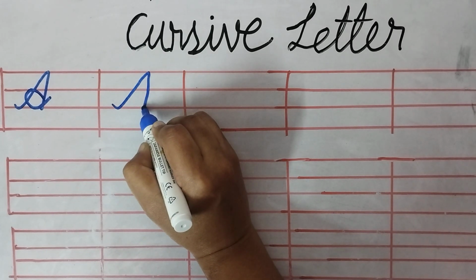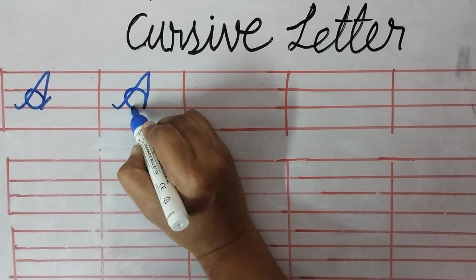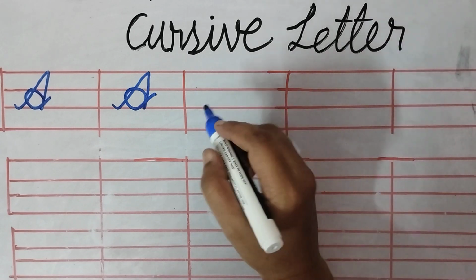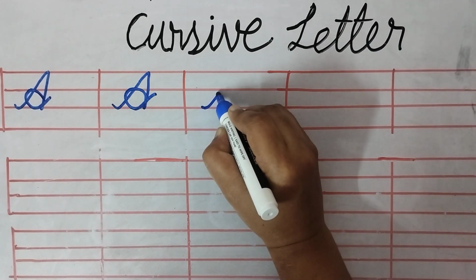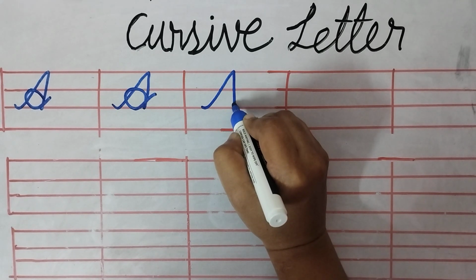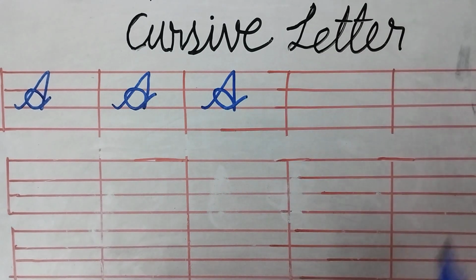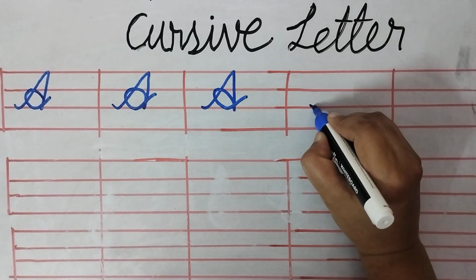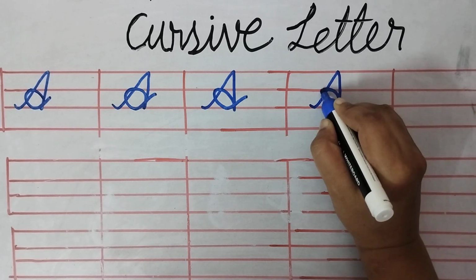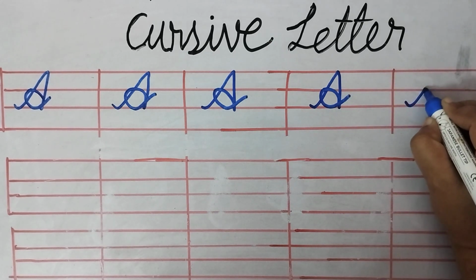Slanting line and one more slanting line. So, and curve like this. Okay. So, slanting line, somewhat slanting, again a small curve. This. Okay. A for apple. A for apple. So, like this.